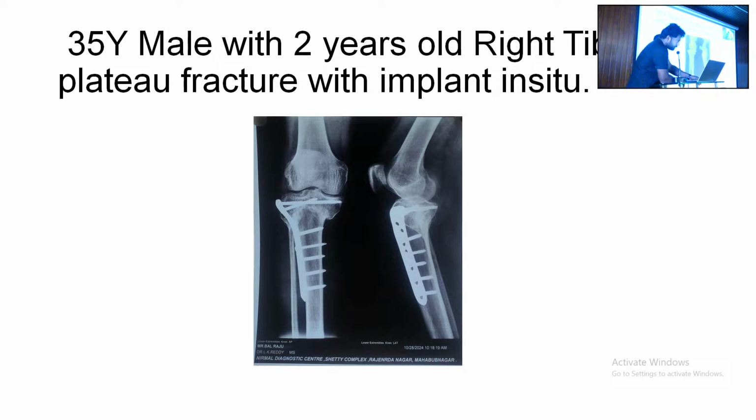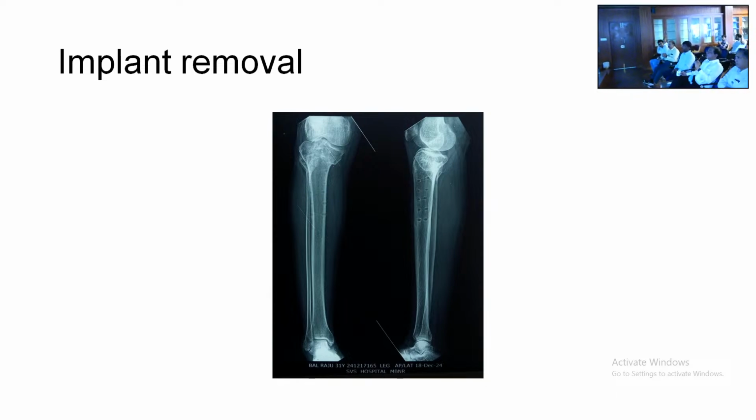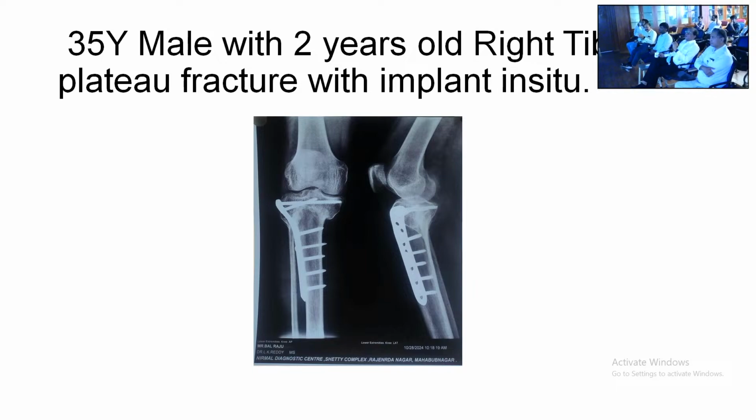This is a 35-year-old male with a 2-year-old right tibial plateau fracture with implant in situ. We have done implant removal for this case, sir. And we can also note the osteoarthritis. Why did you take the plate out? What was the indication? The patient himself came and asked for implant removal, sir. No complaints, sir.